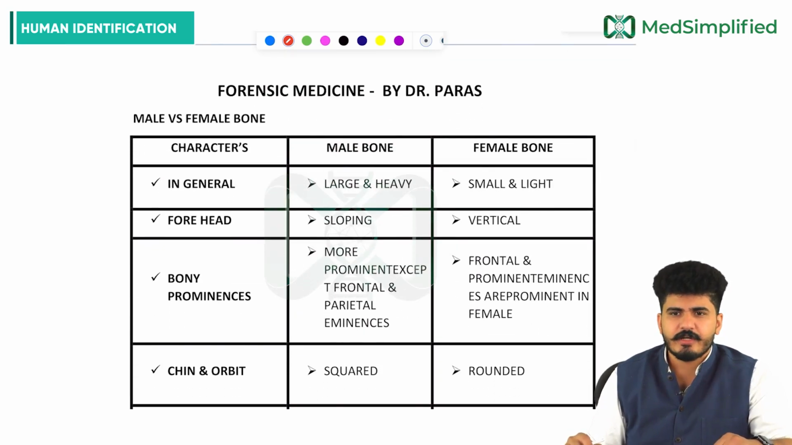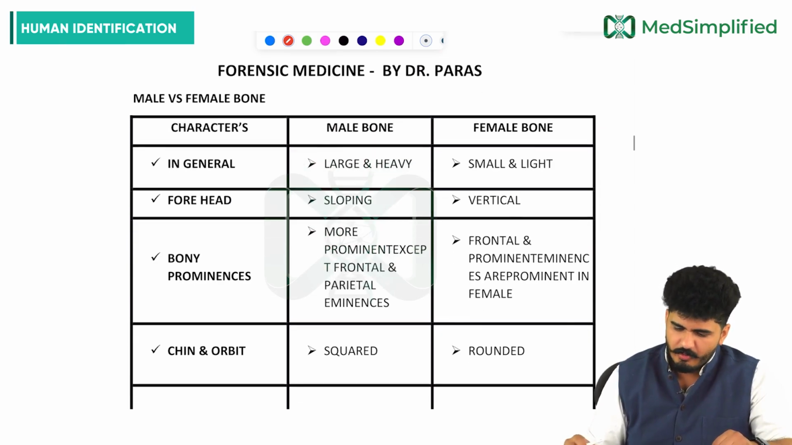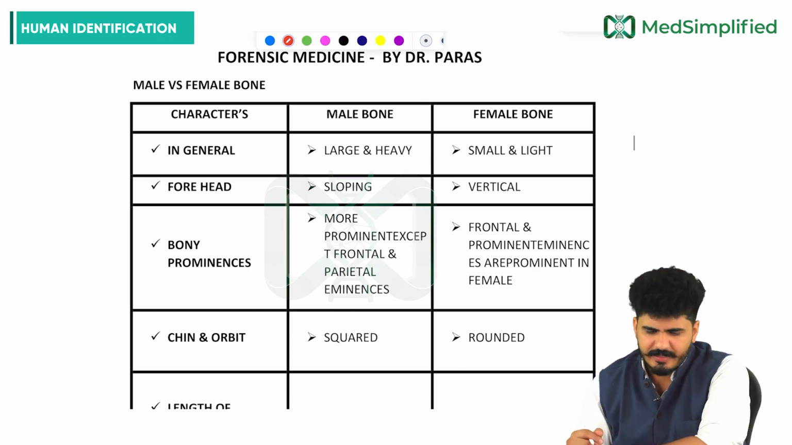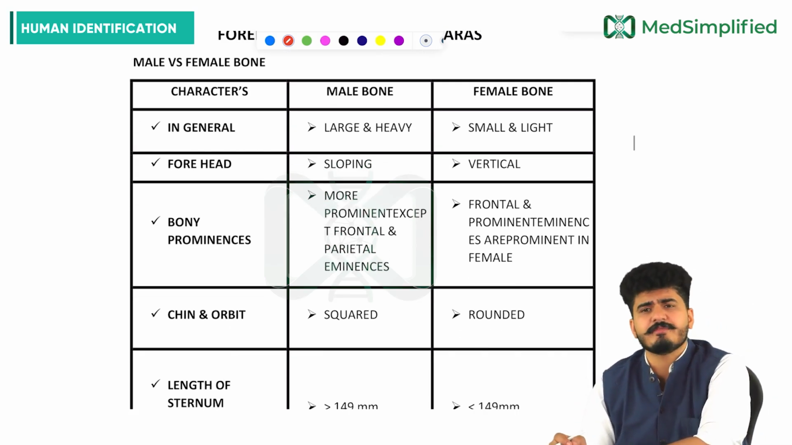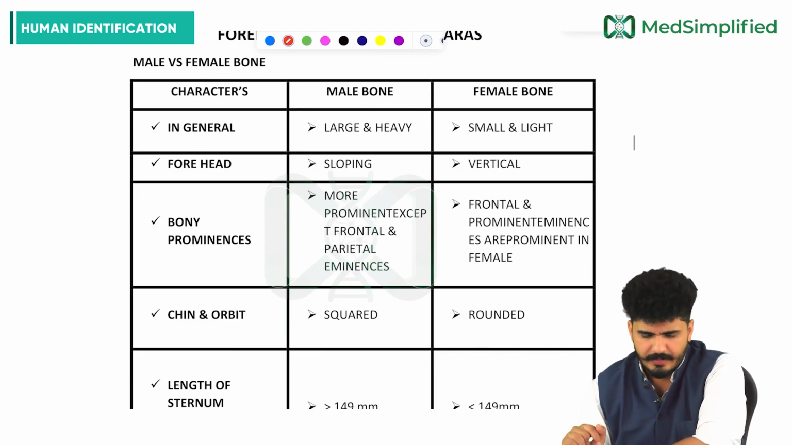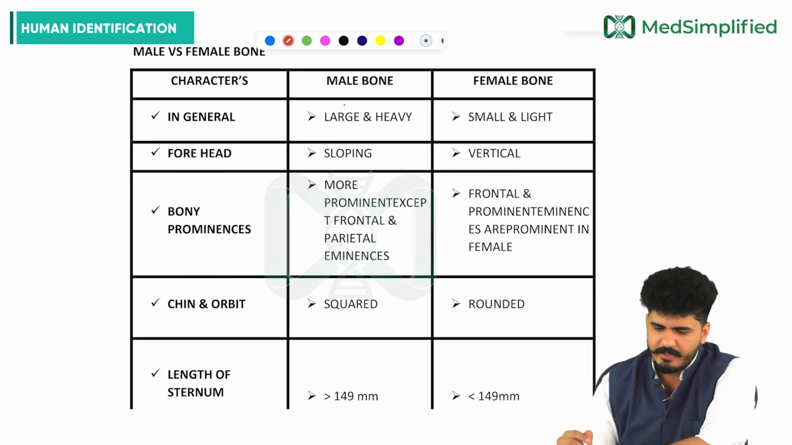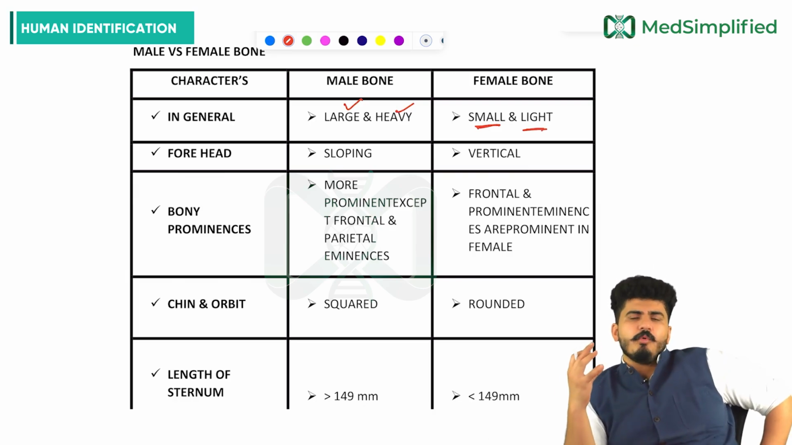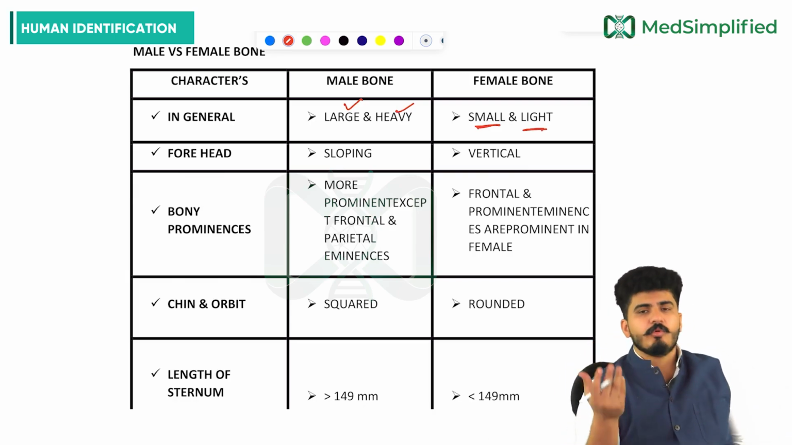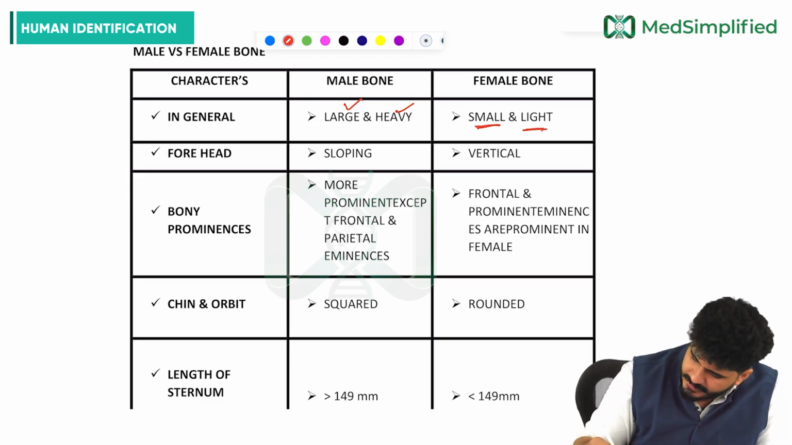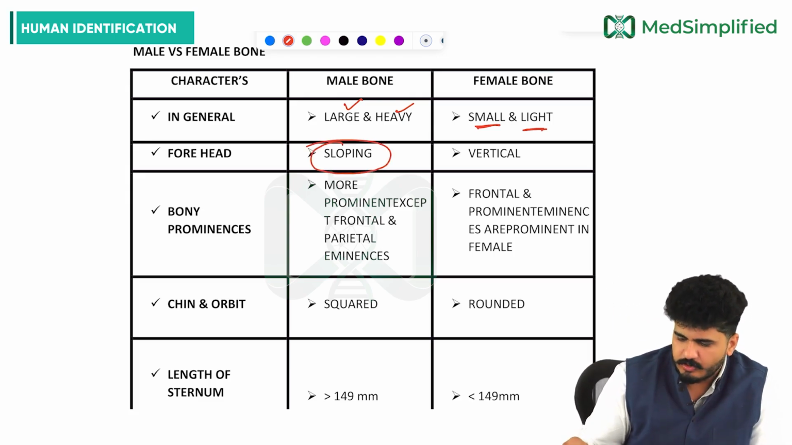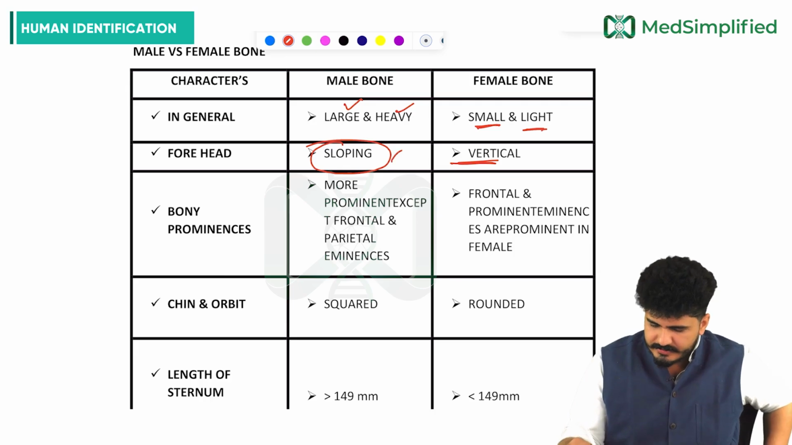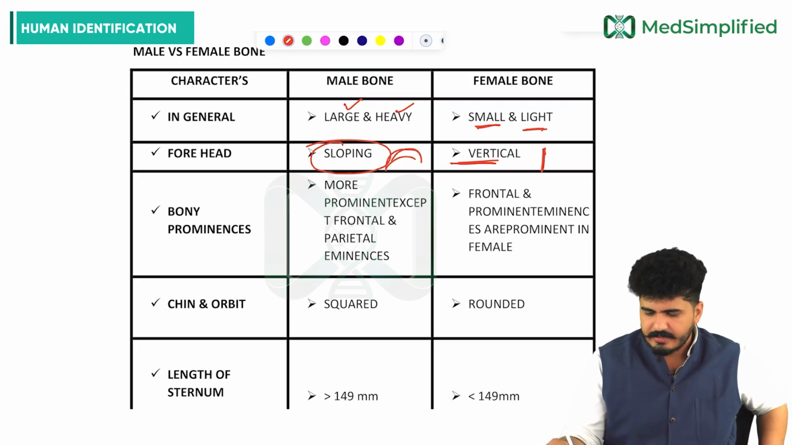Now we have to differentiate male versus female bone, and the best bone would be the pelvic bone, which we'll discuss separately. But here we differentiate male versus female bone as a whole. In general, the male bone is large and heavy, and the female bone is small and lighter. For the head, in the male it is sloping, but in the female it is vertical, standing.